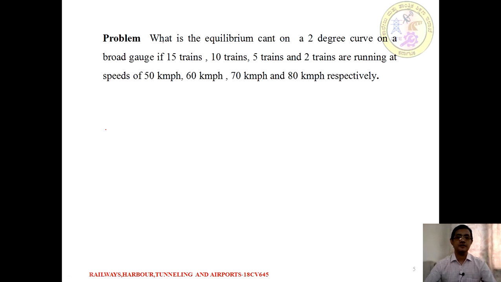So the statement of this problem is like this. What is the equilibrium cant on a 2 degree curve on a broad gauge if 15 trains, 10 trains, 5 trains and 2 trains are running at different speeds of 50 kilometers per hour, 60 kilometers per hour, 70 kilometers per hour and 80 kilometers per hour respectively. Say for example in a BG track or a broad gauge railway yard, different trains are moving at different speeds and their numbers are given. For this case, how are you going to find out the equilibrium cant for a given 2 degree curve?